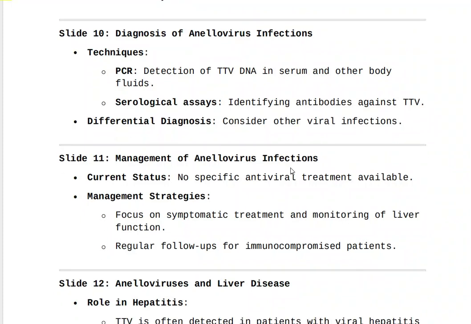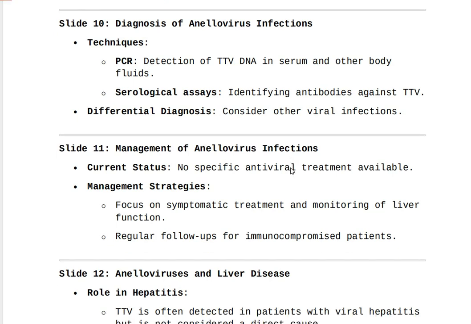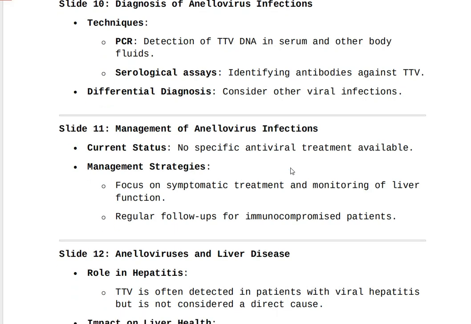So there is a PCR technique for detecting the TTV DNA in serum and other body fluids, and serologically, there may already be serological tests to identify antibodies. Since this is not really very common, hospitals may not necessarily be requesting them, so this may be considered as some sort of special test that might require the hospital laboratory to send out their specimen.